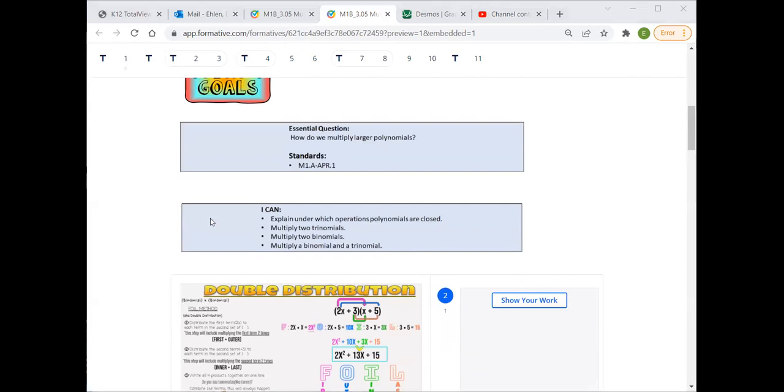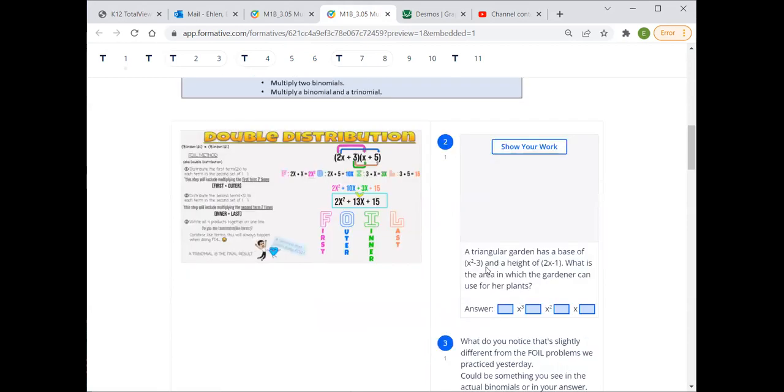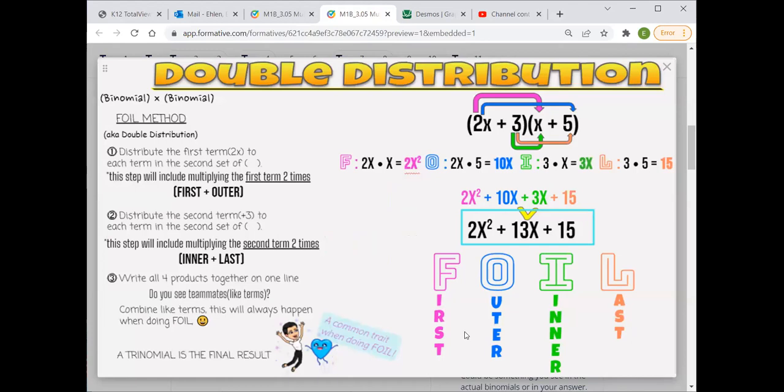So same notes as yesterday, double distribution or FOIL. Remember, FOIL just means first, outer, inner, last. So first would be multiplying the first two, outer is multiplying the outside two, inner is multiplying the inner two, and then last is multiplying the last two. So you can also remember it as FOIL. I just remember it as double distribution.